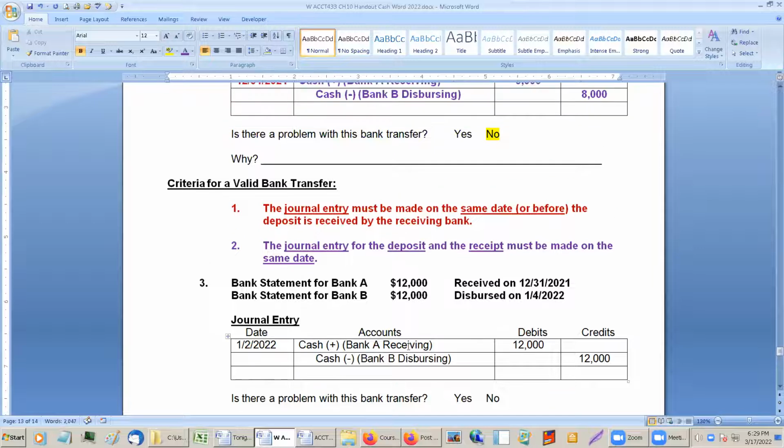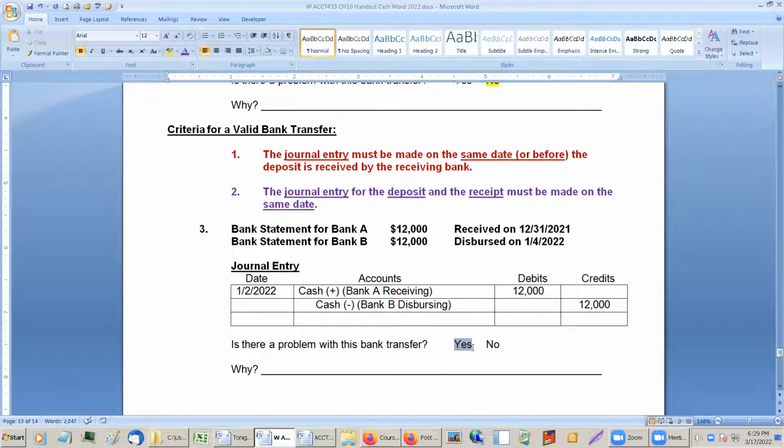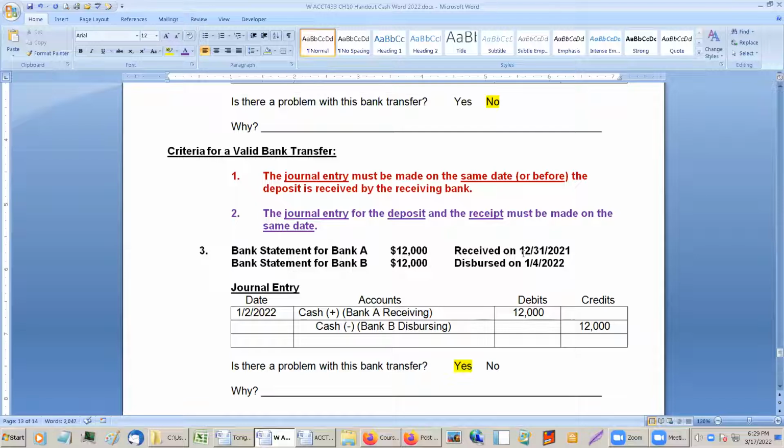Yes, there is a problem with this. The journal entry was made after the date that it was received. Good, yep. So this one is a problem, because notice what is going to happen here. When they receive it on 12/31, there's no record of it on the books. It's going to look like $12,000 magically appeared in that bank account.